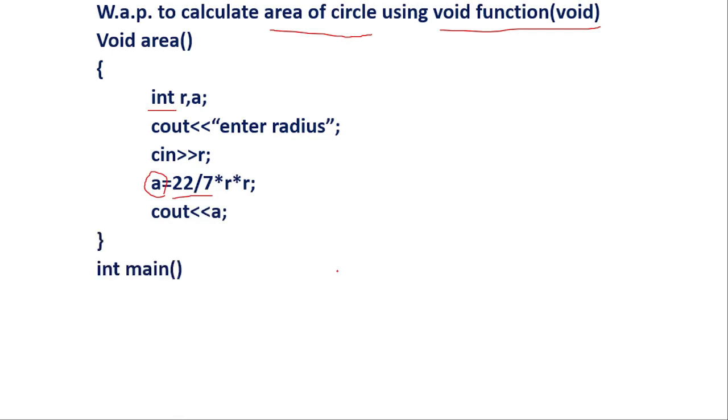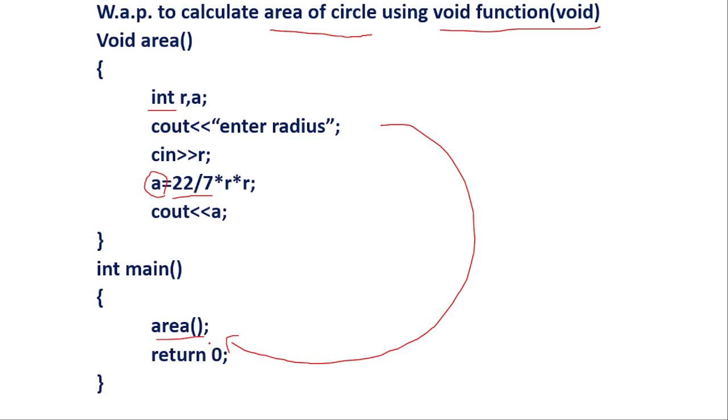Then you will create your int main. Inside the int main you have to call the function that you have created above the main program. So we have called this function here, and then you will close the main section. This way you will create your programs using void function void, and in void function void you will not take any argument from the main and you will not return any value to the main. Here I have not written void because we can skip that. It's not mandatory to write void here.